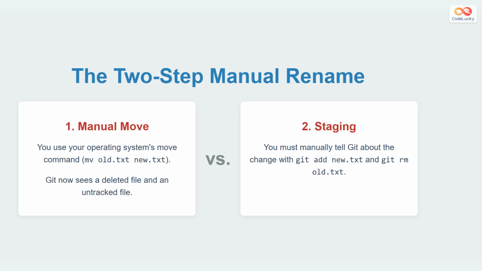Without git move, renaming a file is a two-step process. First, you would use your computer's normal move command. To Git, this looks like you deleted the old file and created a brand new, untracked file. Then, as a second step, you have to manually add the new file to Git's tracking and remove the old one. It works, but it's a bit clumsy.